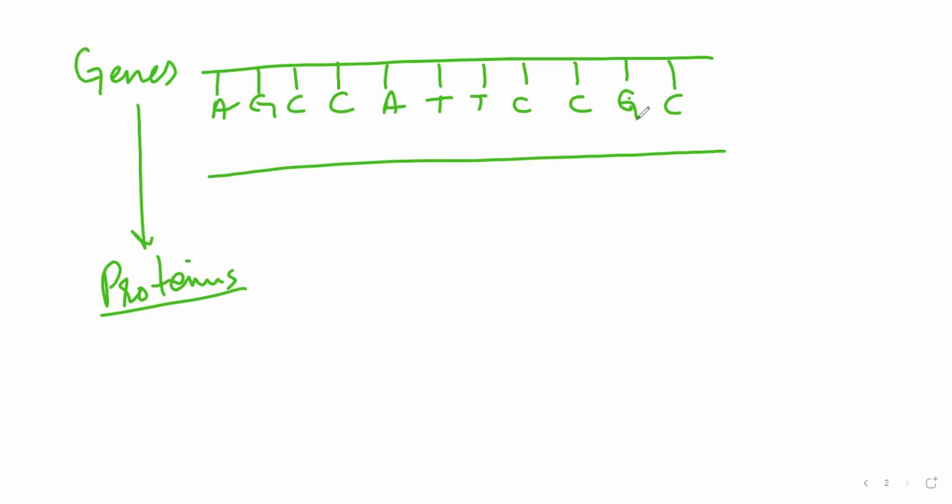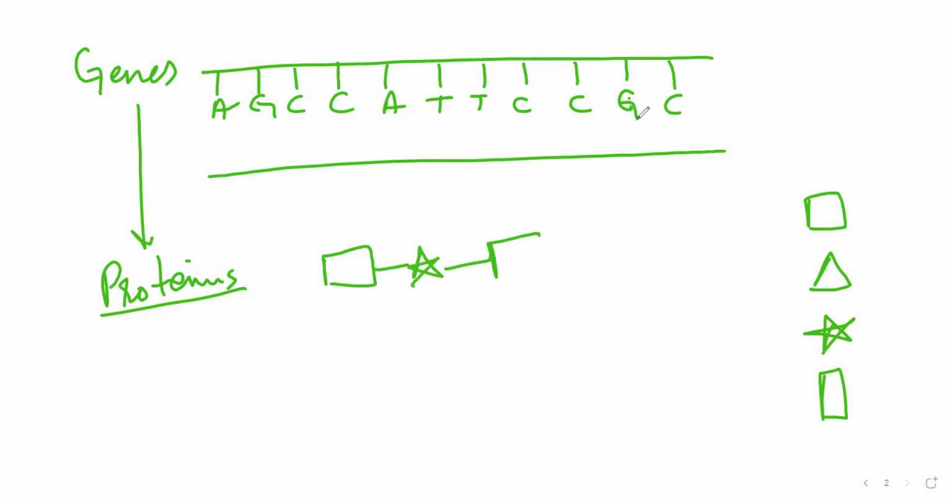For example, for this base sequence, there can be a different sequence of amino acids. Let's suppose I'm just diagrammatically presenting you different types of amino acids in these shapes. Let's have a look. There are four different types of amino acids present, and this gene is used for these four amino acids to make a sequence like this, let's suppose. This is the sequence.